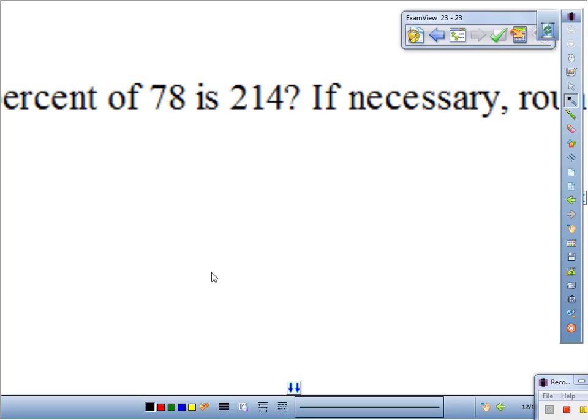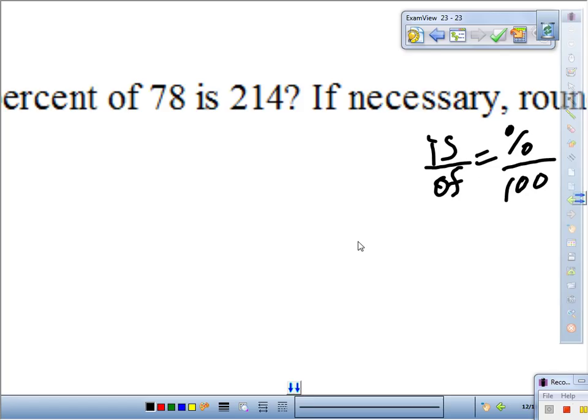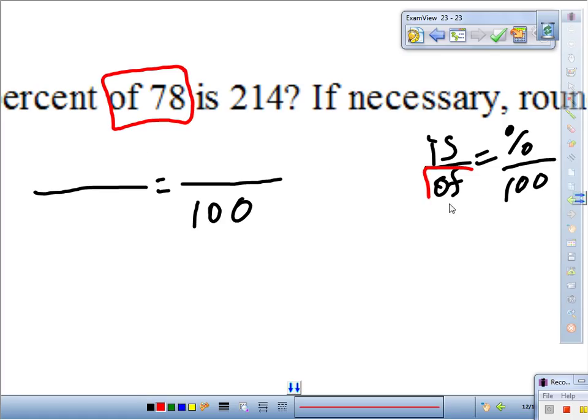So the first thing you do when you get to these percent problems, you're going to write somewhere at the top or on the side, is over of equals percent over 100. Yes? Once you do that, you're going to write a blank one. Blank over blank equals blank over 100. Okay? Now that we have that, let's set up our proportion. What do they give us? They give us the of. Of 78. Where does that go? On the bottom, so that's 78.